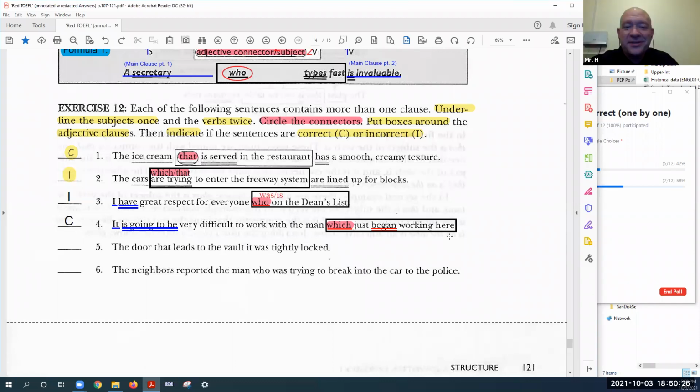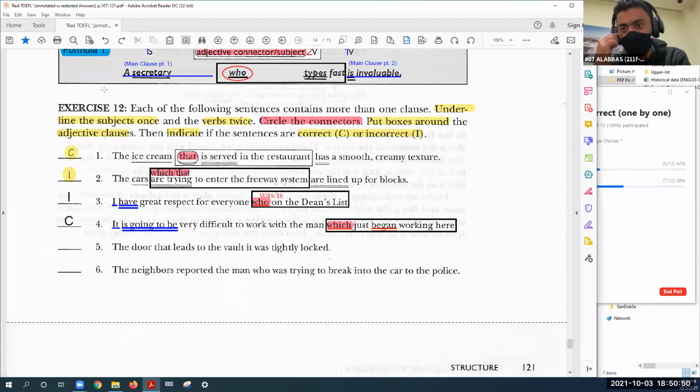This, gentlemen, this example is correct. 7 of you just lost marks in TOEFL there. This example is correct. So I don't think it's so easy if 7 of you lost marks. All right. Let's try another one.